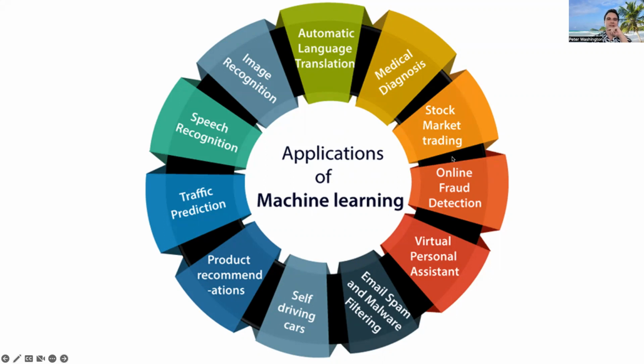Stock market trading, not so much. We'll get there. Virtual personal assistant, no. Self-driving cars, no. I should have gone the other way in the circle. Traffic prediction, yes. We know how to predict whether it's going to be good traffic or bad traffic. Speech recognition, build a predictive model. Input is audio, output is predicted speech. Image recognition, input is an image, output is the prediction for the image, etc.